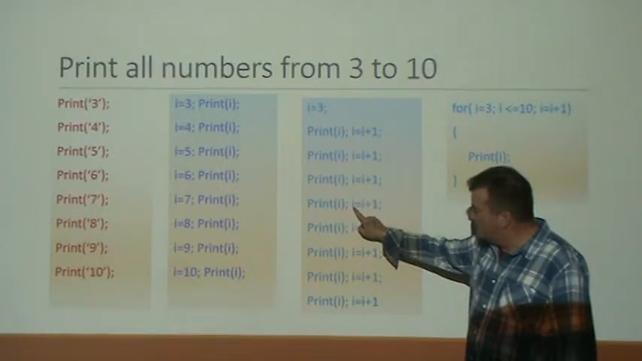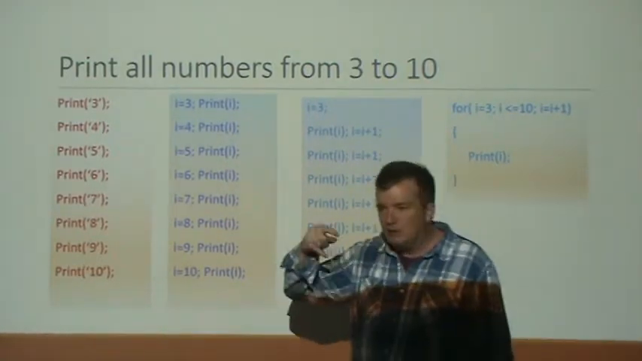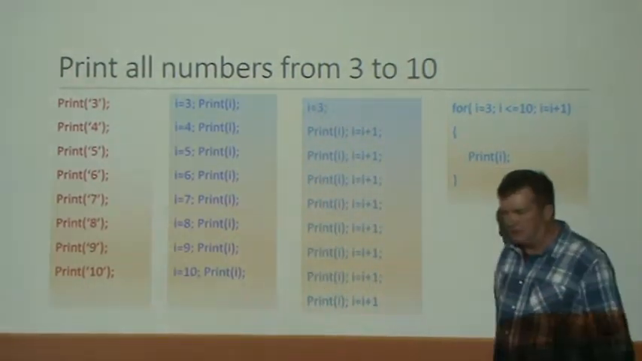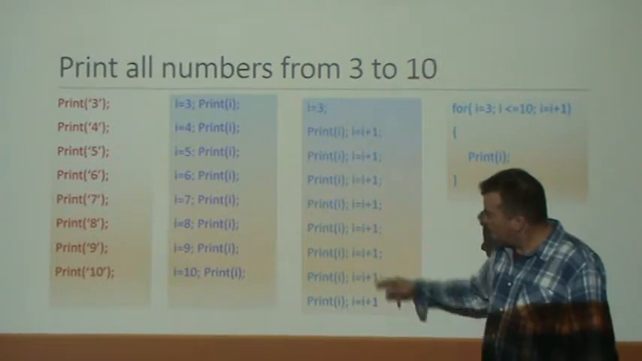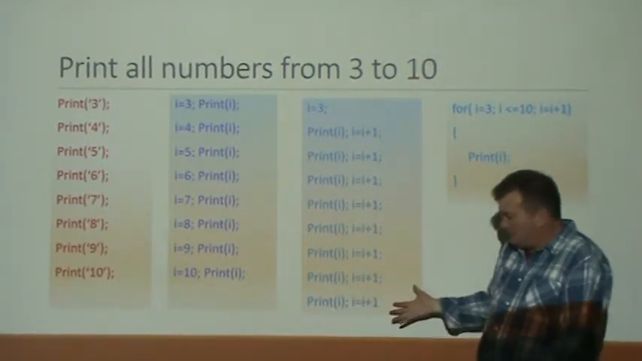What's changing is the variable I. It's popular in computer science to use the letter I when you're iterating through a series of numbers. That's why we use I. I is going from 3 all the way up to 11, and then we decided to stop.